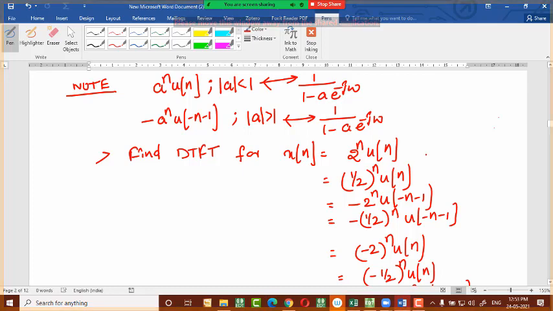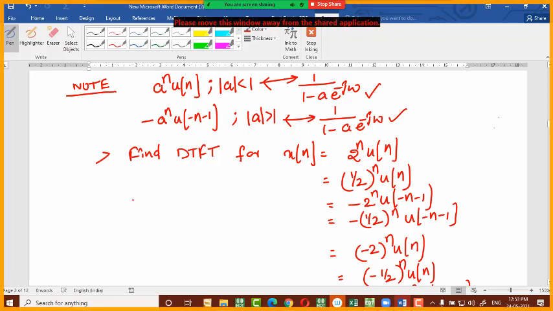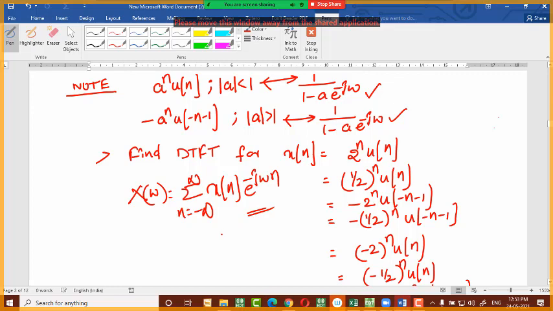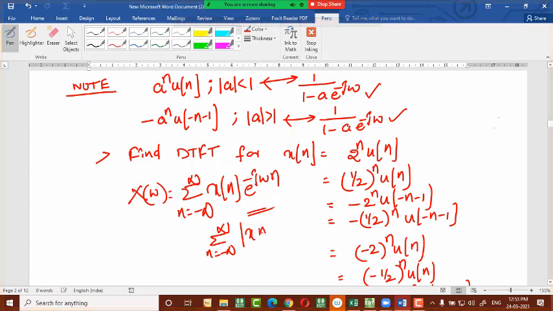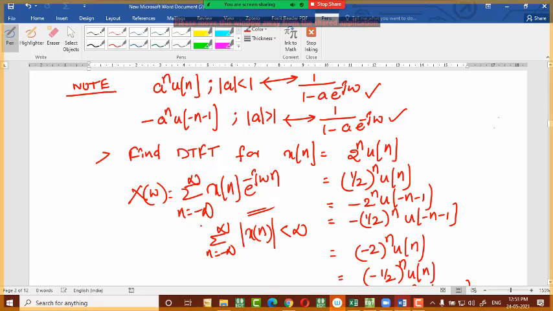Do the procedure. By using the discrete time Fourier transform formula, you need to solve it. Don't apply the formula means don't use this one directly. Use that DTFT formula: X of omega is equal to sigma n is from minus infinity to plus infinity x of n e power minus j omega n. This is the thing you have to use. The condition is that x of n must be absolutely summable, that means it must be less than infinity. Otherwise, always I will tell, the signal must be a stable signal.